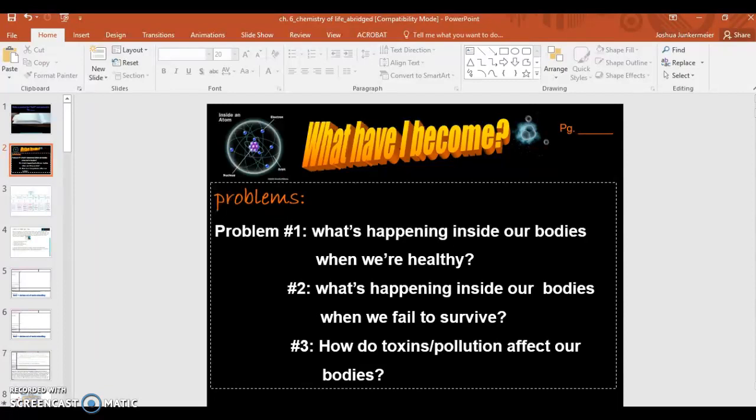And we have problem number one. It's what's happening inside our bodies when we're healthy. So when things are going well, what is happening? What are these little atoms and molecules that we get from our environment? What's going on inside our bodies when they're there? How do they interact with our cells and our organs?